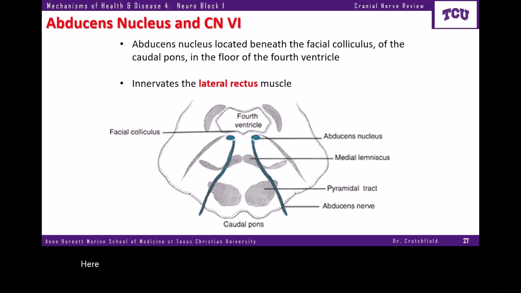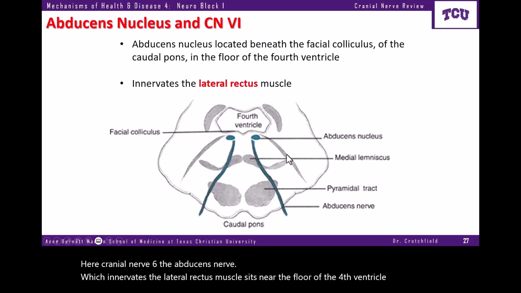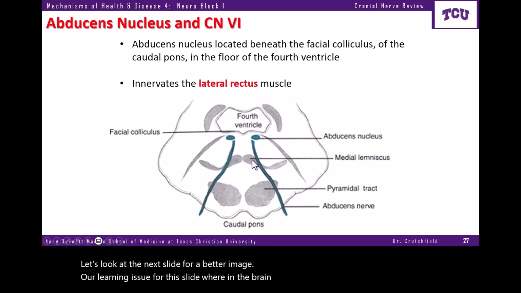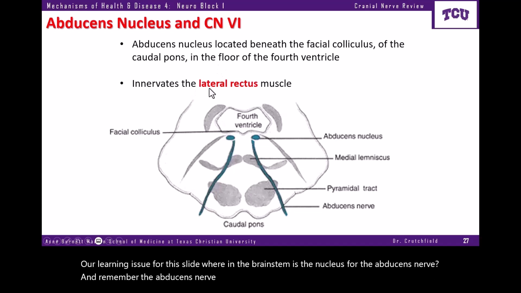Here, cranial nerve 6, the abducens nerve, which innervates the lateral rectus muscle, sits near the floor of the fourth ventricle. Let's look at the next slide for a better image. Our learning issue for this slide: where in the brainstem is the nucleus for the abducens nerve? And remember, the abducens nerve innervates only the lateral rectus muscle.